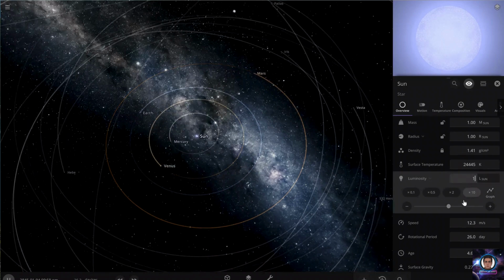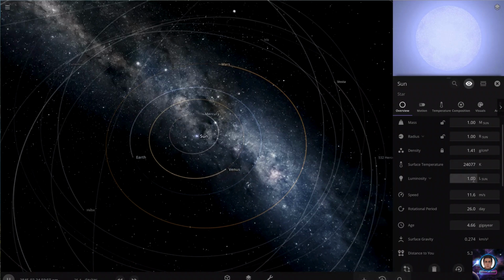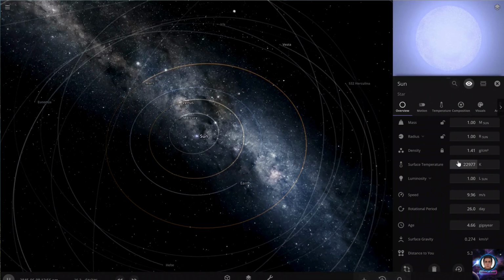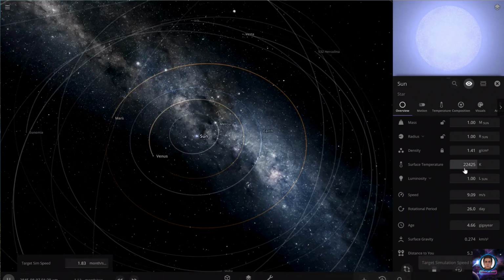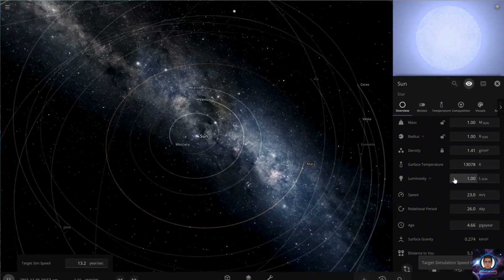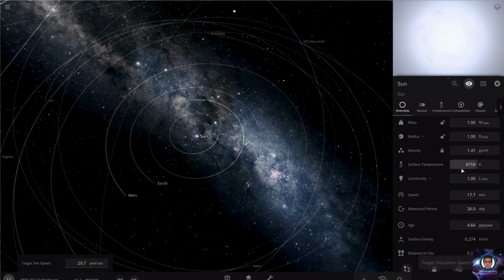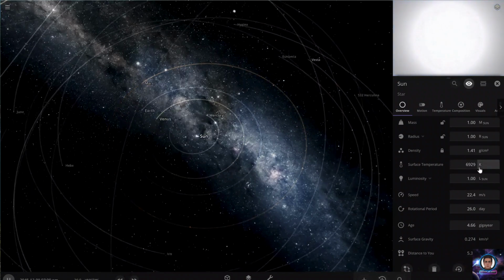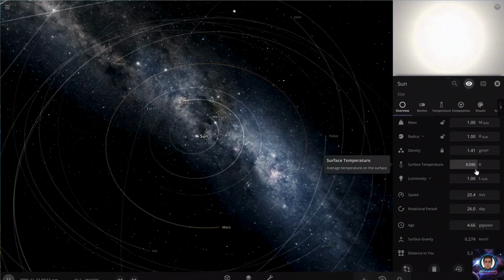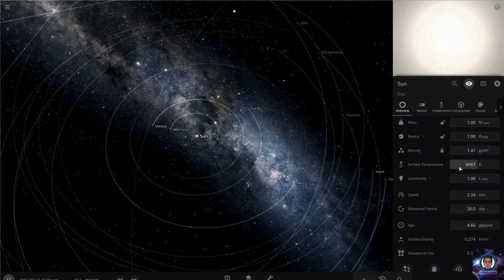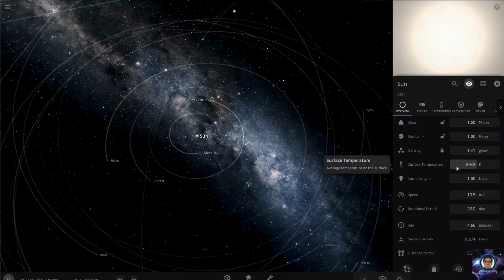I will bring it back to the normal amount, and you can see the temperature is going down again to the normal amount. It's going back to that 5,500, something like that, which it was previously before our changes.